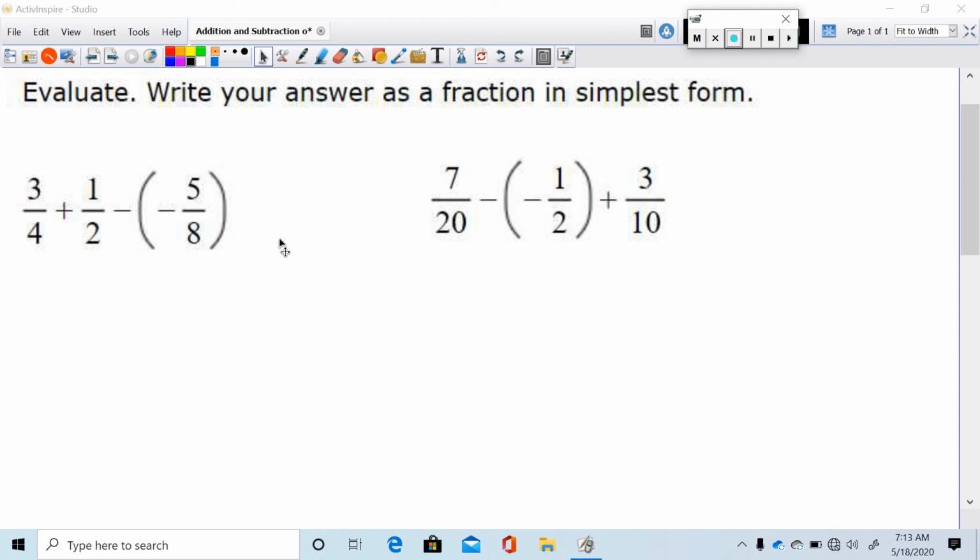When I have addition or subtraction of fractions, if I have more than two fractions, I write them vertically so that I can work with them. So the 3/4 like this, a positive 1/2. Now when you have a negative in front of parentheses, that doesn't mean minus, it means opposite. So the opposite of negative 5/8 is a positive 5/8.